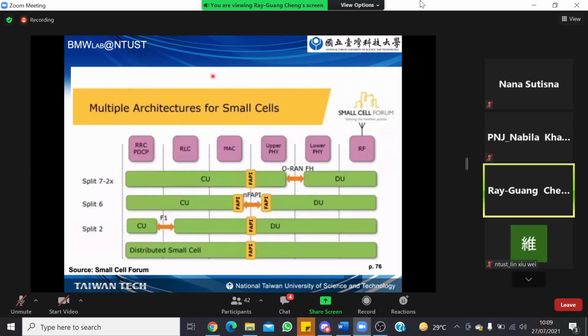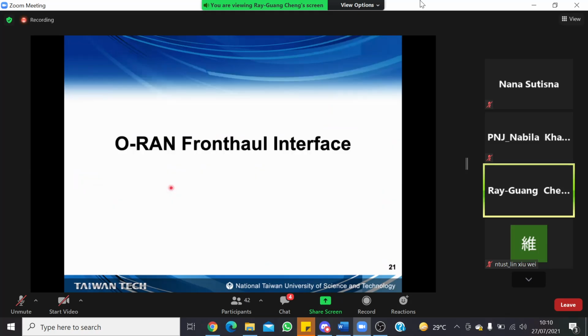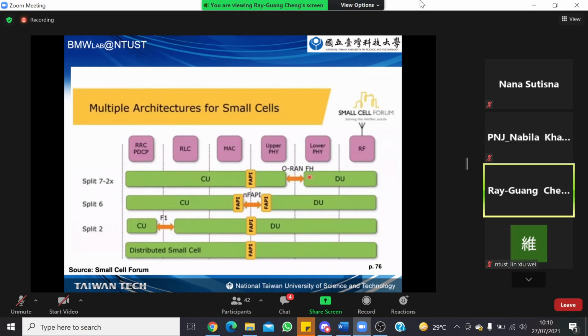So this figure shows us the different split options. Split 2 is the F1 interface. Split 6 is FAPI or nFAPI, used to split MAC and the physical layer. For the Fronthaul interface, they define the 7.2 split. So this is the ORAN Fronthaul.